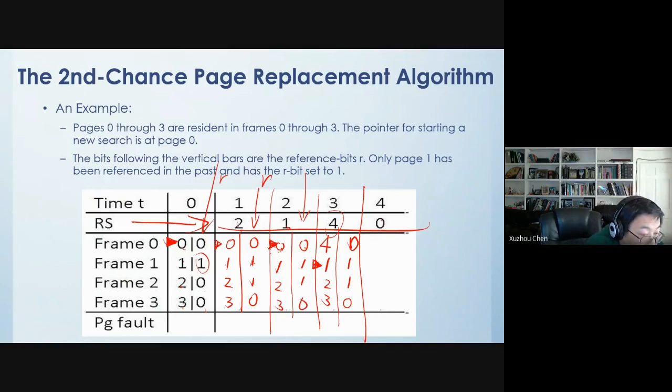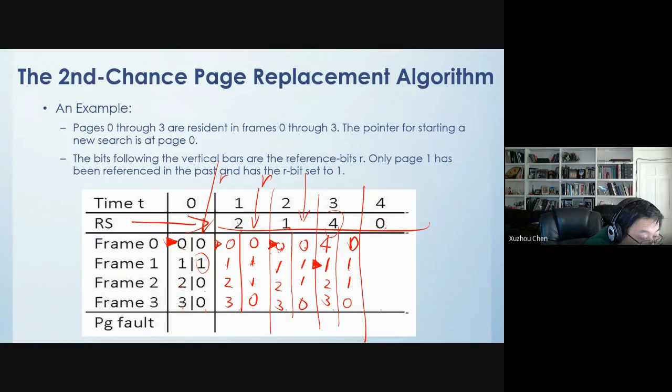Now, when page 0 is referenced, unfortunately, page 0 was here, but it was replaced. And the current head of the queue is pointing to page 1. And page 1 has reference bit 1, right?